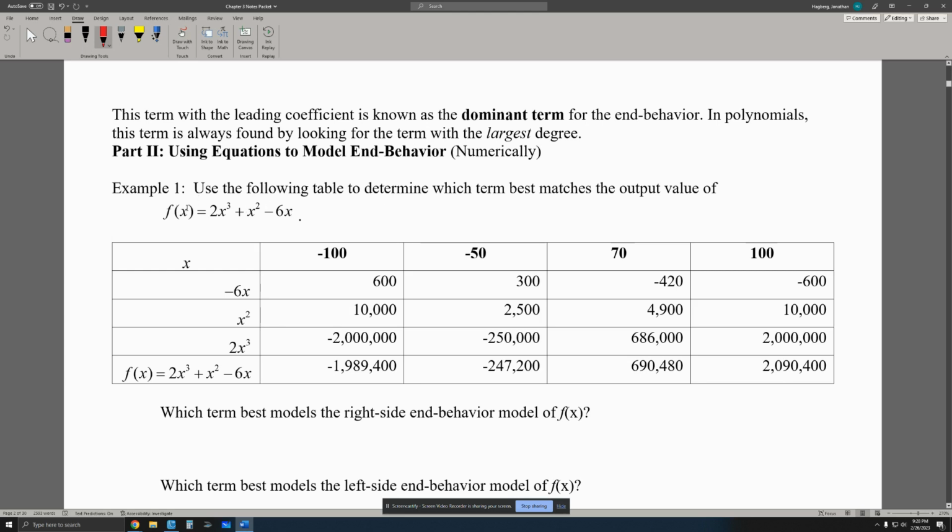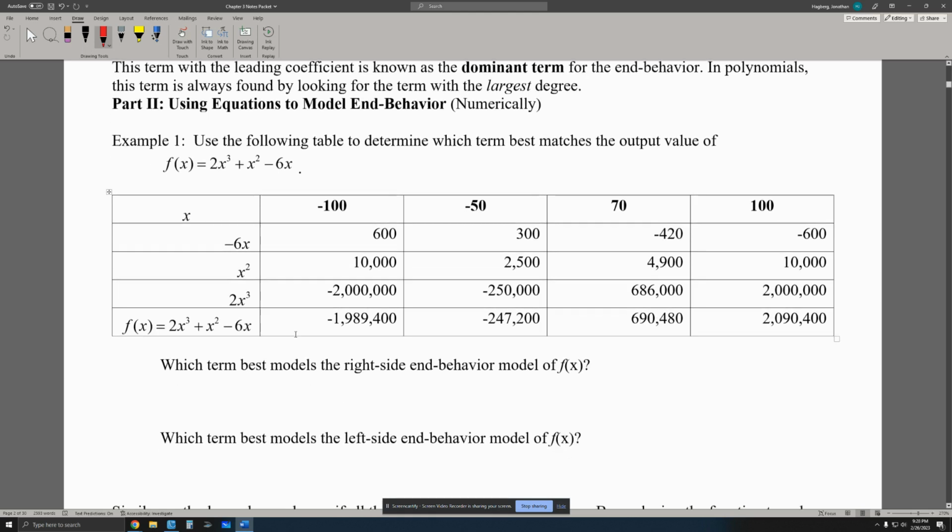So let's see, using a table of values, if we can see this dominant term rule at play. So here we have f of x equals 2x cubed plus x squared minus 6x. If we were to create a table of values, so x and f of x, and plug in values for x like negative 100, negative 50, 70, and 100, let's see what these terms evaluate to. So for the negative 6x, that last term, we see that we've got 600, 300, negative 420, and negative 600. So these are relatively small values, because we'll see some larger values coming up.